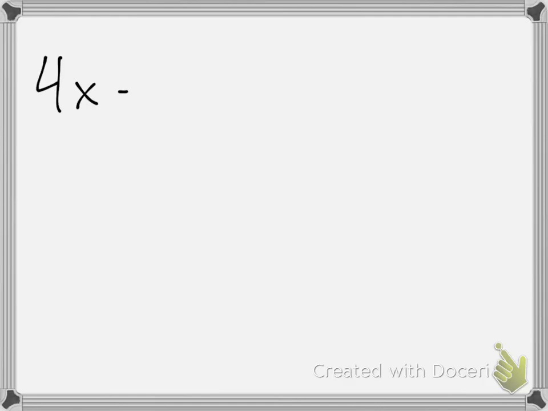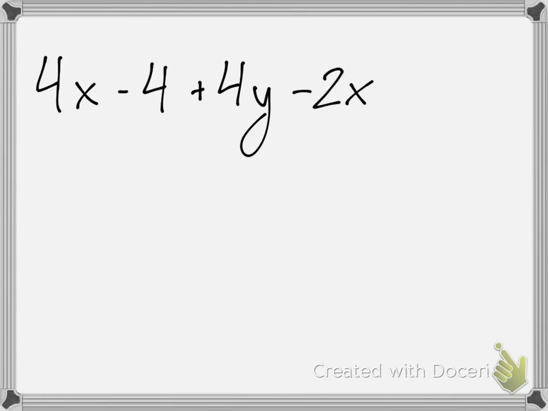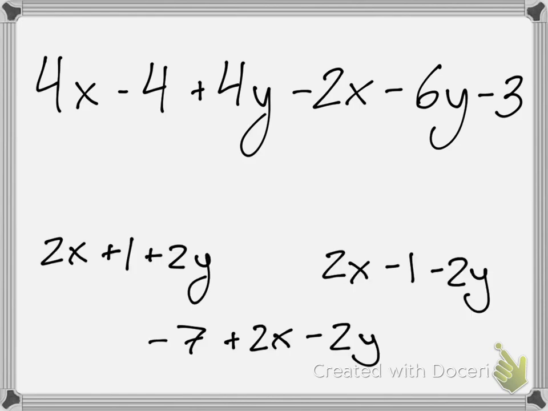4x minus 4 plus 4y minus 2x minus 6y minus 3. So I like this one because it's got a lot of minuses. We got a lot of negatives here, okay? So we're going to combine the like terms, and then we'll go over it at the end. So we've been given 3 different answer choices right now. They're all fairly similar, but we'll see what happens. So let's look at our like terms.